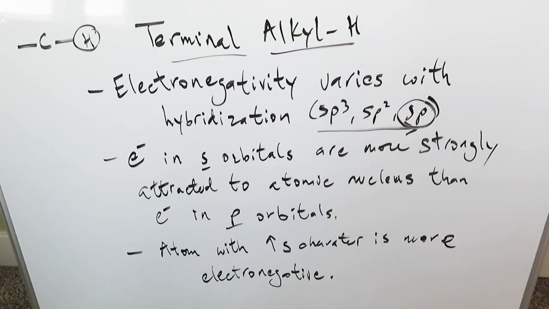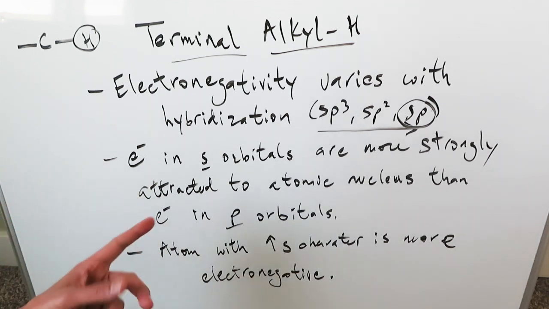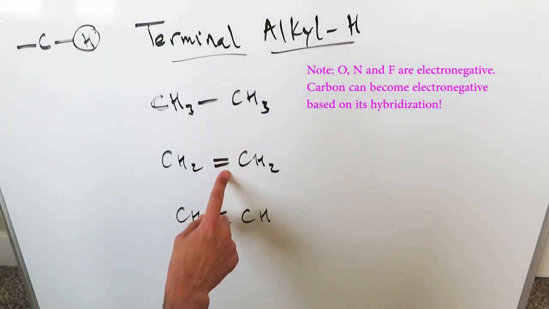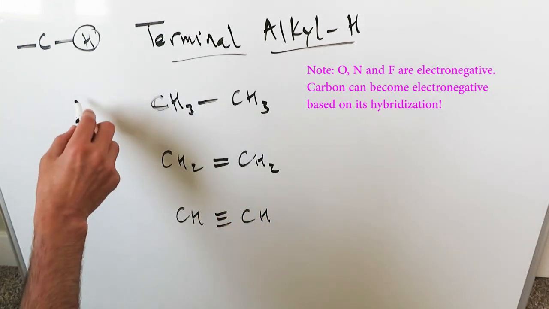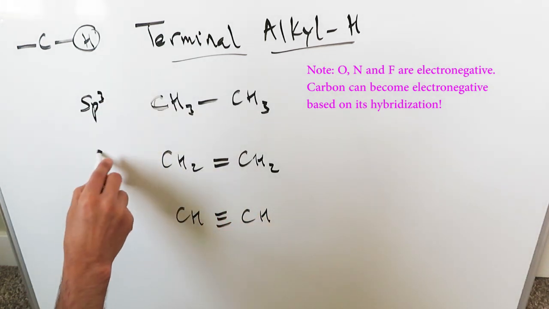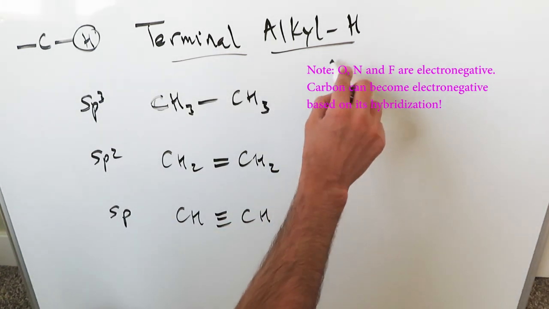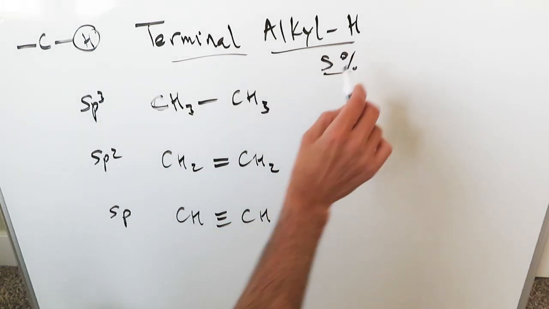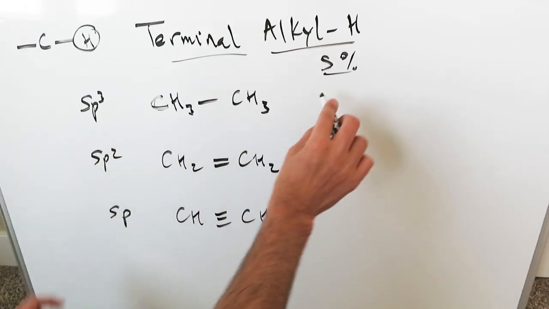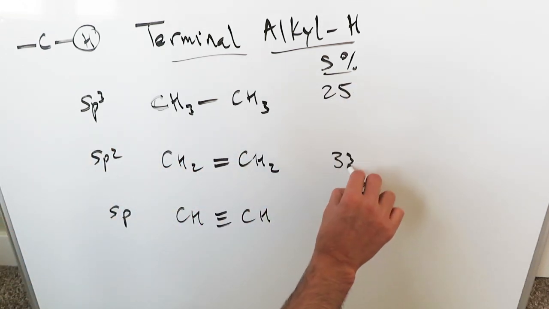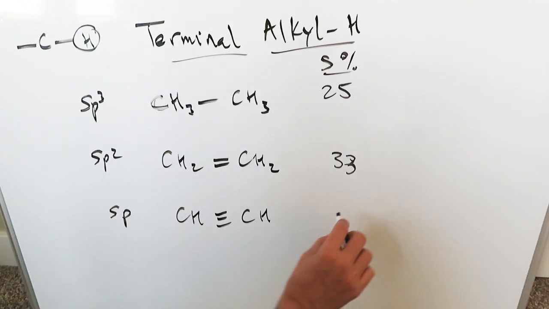But let's look at all of this with regards to the terminal alkyl hydrogen using our basic examples. Look at these 3 examples: ethane, ethene, and acetylene. Single bond, double bond, triple bond. This is sp3 hybridization, this is sp2, and this is sp. In terms of s character percentage, this is 1 out of a total of 4, it's 25%. This is 1 out of 3, this is 33%. This is 1 out of 2, this is 50%.